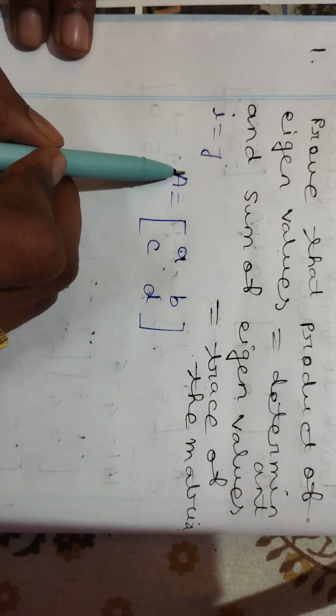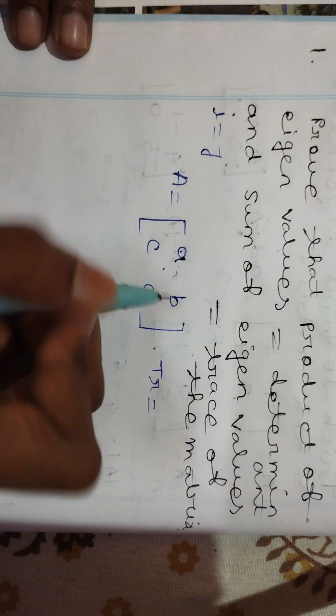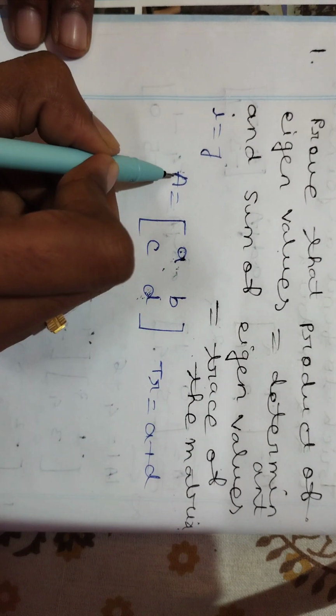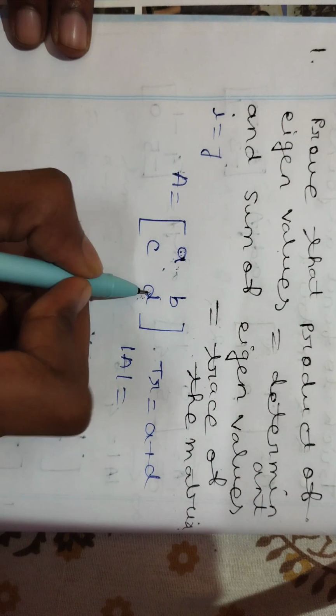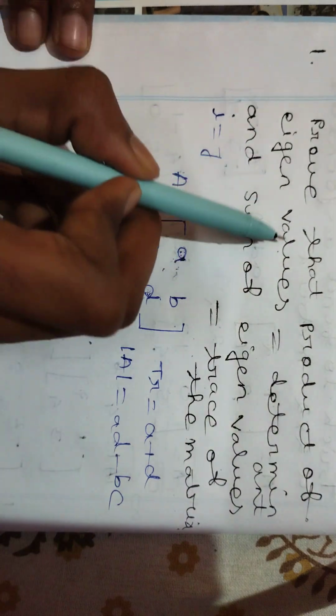So what is the trace of this matrix? Trace is the sum of diagonal elements, that is a plus d. And what is the determinant of this matrix? Determinant of A equals ad minus bc.